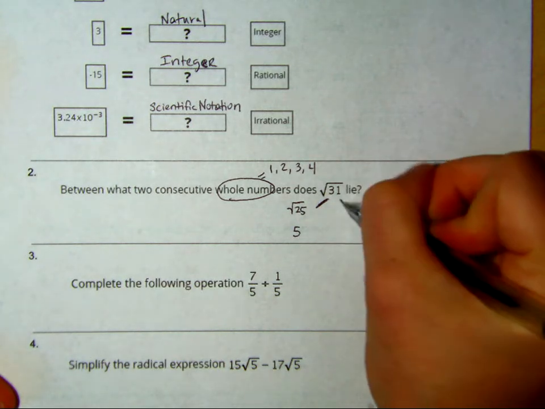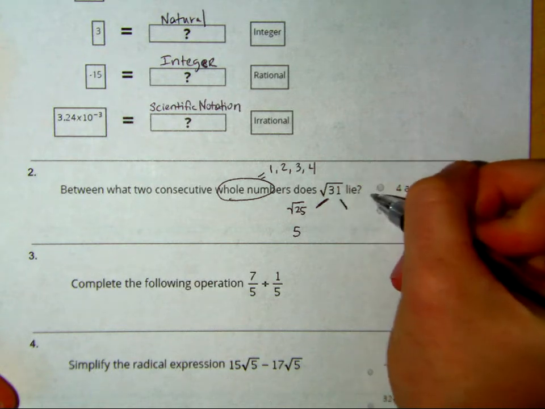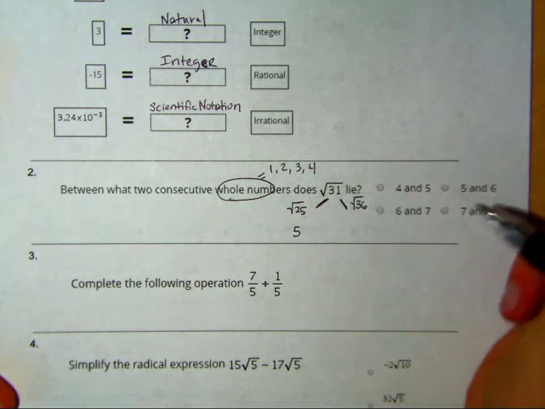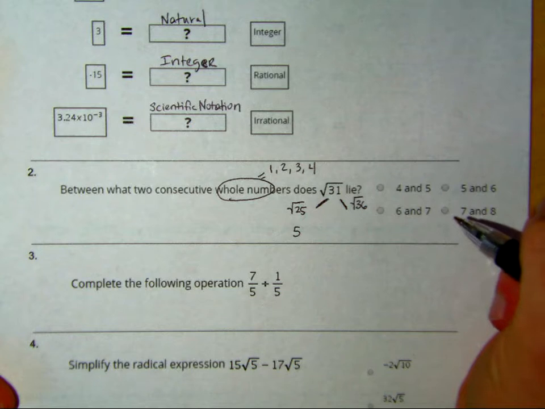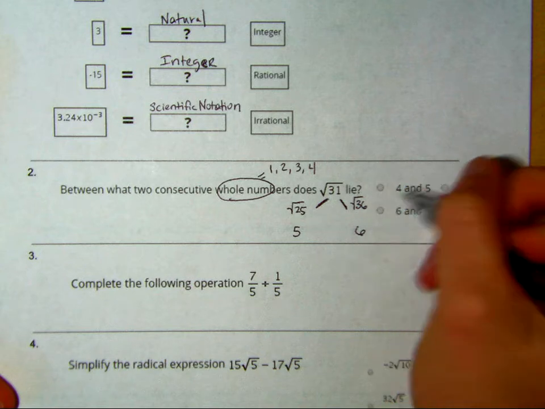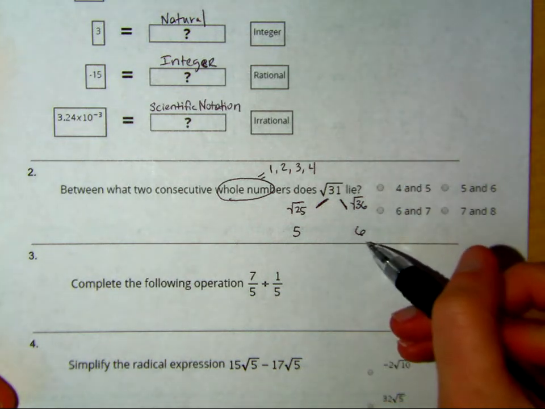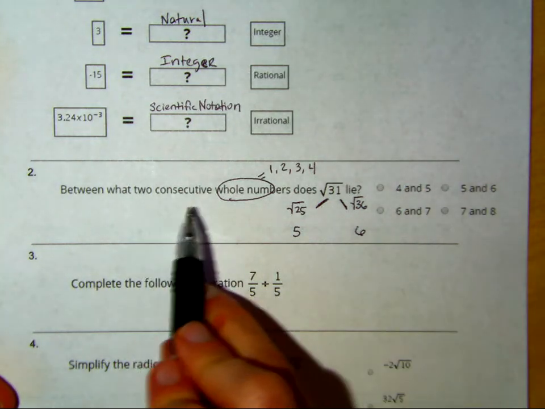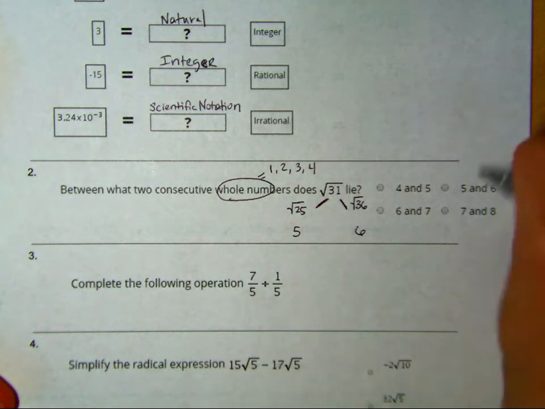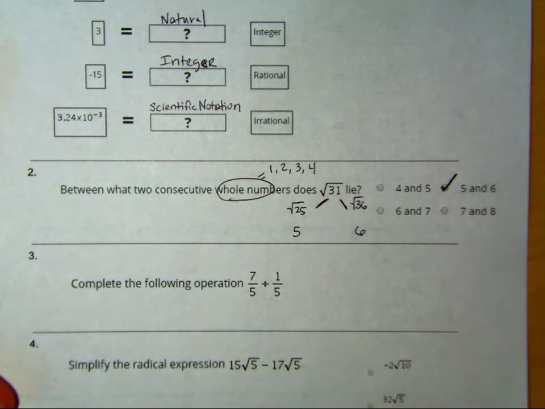Now if we look at a number bigger than 31, that's a perfect square. The next number is the square root of 36. So 6 times 6 equals 36. So the square root of 36 is 6. And that means that the two consecutive whole numbers are going to be 5 and 6. Okay?